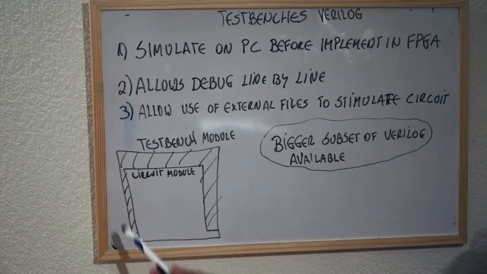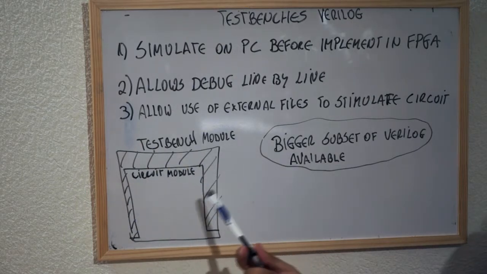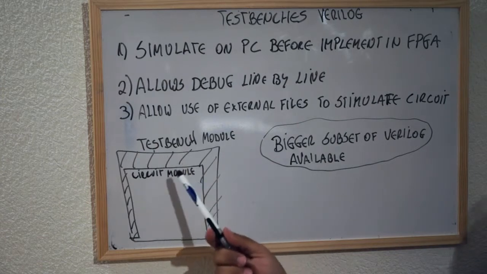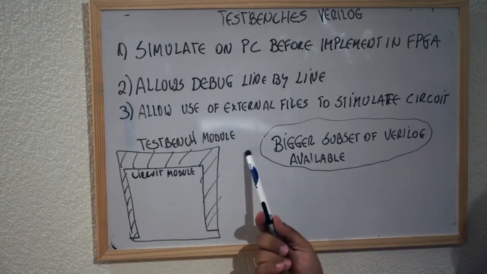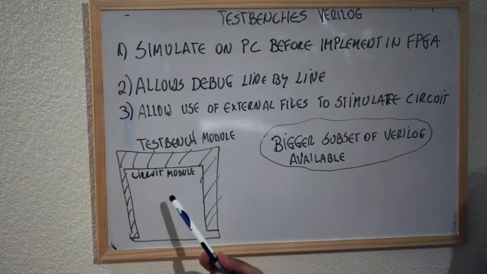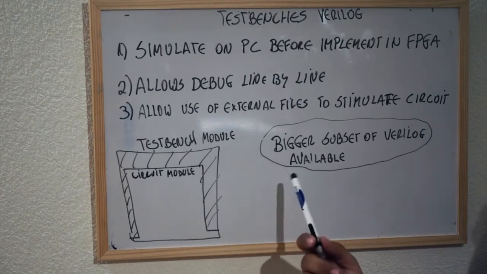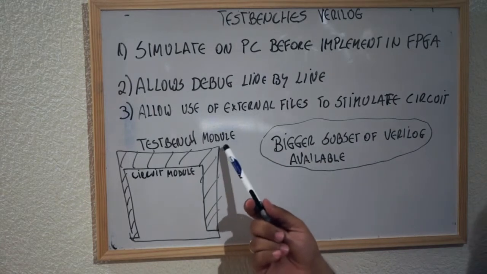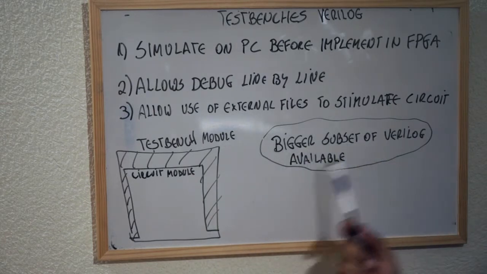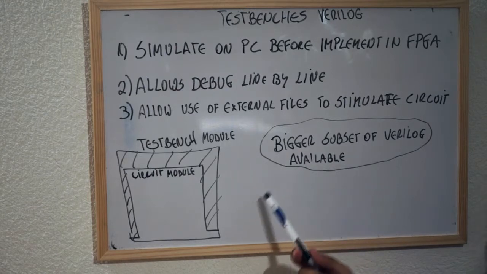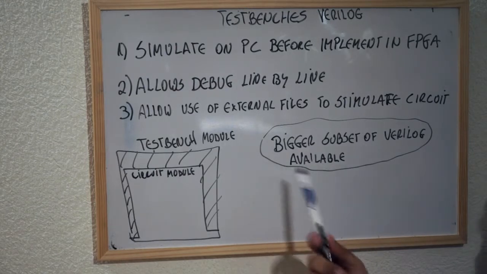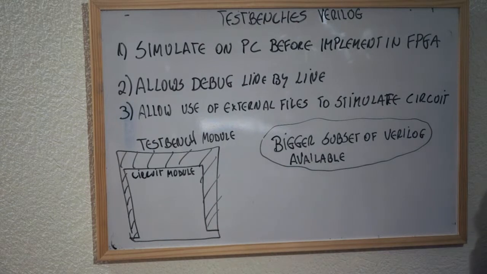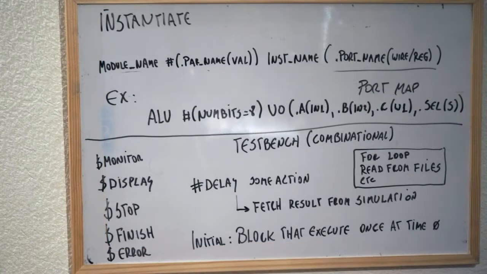So here is just a small diagram of what a test bench is. It's actually another Verilog model that is going to instantiate the circuit that you want to test, which is called the device under test. When you are creating test benches, you have a bigger subset of Verilog available. I mean, now you can use delays, you can read from files, you can display messages, and all these sorts of things that you normally have in a normal language. Before we start our lab, we're going to learn some new concepts.